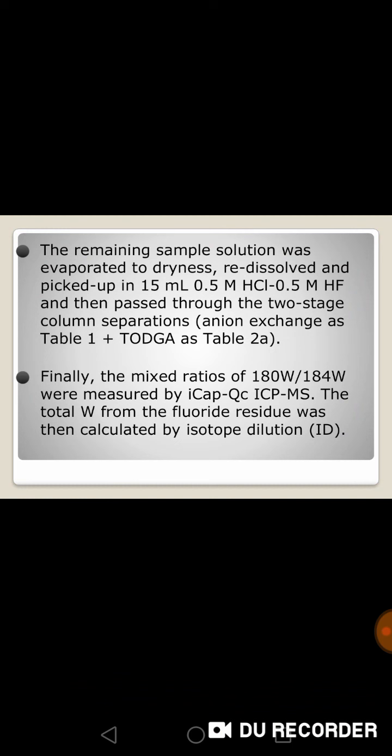The remaining sample solution was evaporated to dryness, redissolved and picked up in 15 ml of 0.5 molar HCl and 0.5 molar HF, and then passed through the two-stage column separation: ion exchange as in Table 1 and DODG as in Table 2A. We have discussed it in the previous slides. So finally, the mixed ratio of 180 tungsten over 184 tungsten was measured by ICAP-Q ICPMS. The total tungsten from the fluoride residues was then calculated by isotopic dilution.